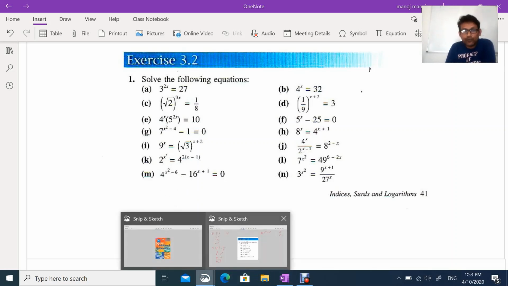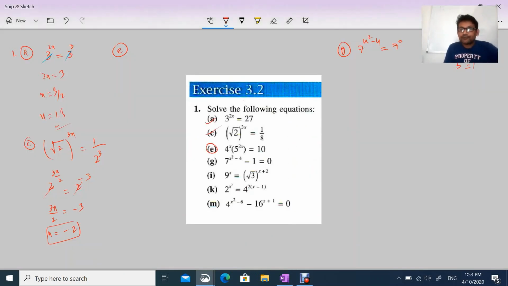Whenever you need, you can make it. Then the bases are the same. The powers: we can write x square minus 4 equals 0. x square equals 4. Then x equals under root 4, and x equals plus minus 2.